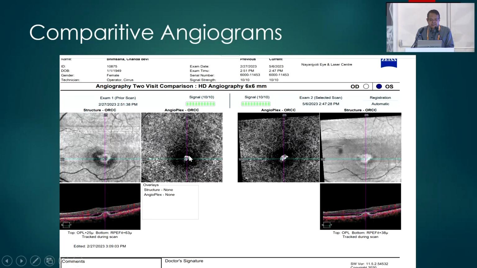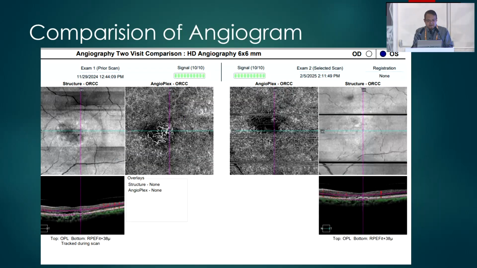You can see here this is a CNV, and the patient was on anti-VEGF therapy. There was a slight fluid on B-scan. Then I gave a gap of 3 months, and you can see the CNV has increased, and the fluid has increased. So this gives us the information that you should continue with anti-VEGF therapy in this patient.